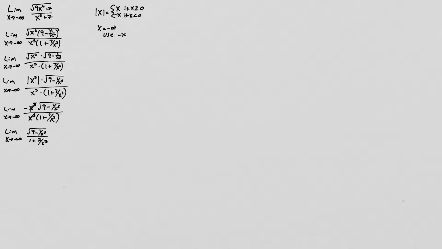Now when I plug in my infinities, I'm going to get the negative square root, I forgot my negative, of 9 minus 1 over negative infinity to the 5th power, over 1 plus 7 over negative infinity to the 3rd power, which ends up being just negative square root of 9 minus 0 over 1 plus 0, which gives me negative square root of 9, which is negative 3. It's not that easy of a problem. It's a clever little way of actually solving it.